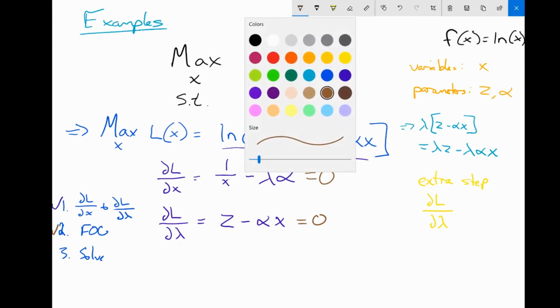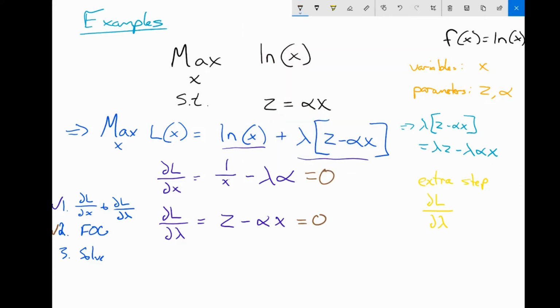Now we need to solve it. So now let's solve it. What color do we want? Let's do dark brown. Okay. Let's solve these two equations for x and for lambda. All right, we're going to solve them for x and lambda. Let me erase this to give ourselves a little more space here. We want to find x star and lambda star.